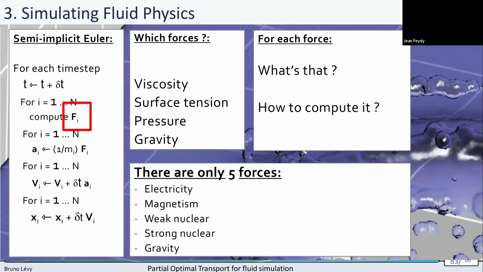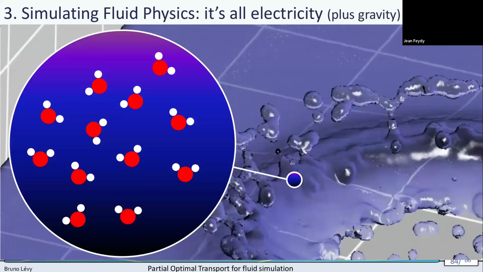When I first encountered this notion, I had a lot of questions because you learn in school that there are only five forces: electricity, magnetism, weak nuclear, strong nuclear, and gravity. And then here you got gravity, okay, it's there, but you got other words: viscosity, surface tension, pressure. What is that?